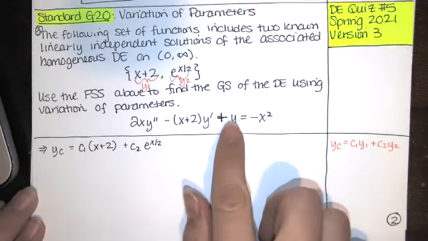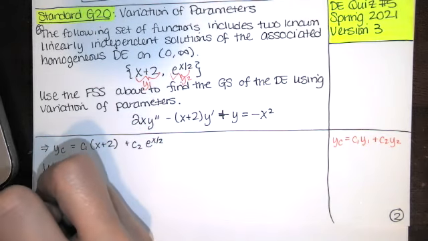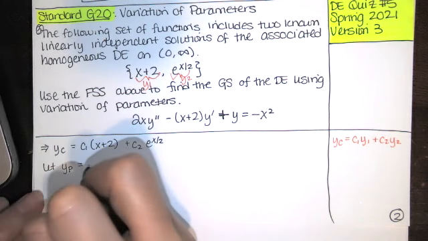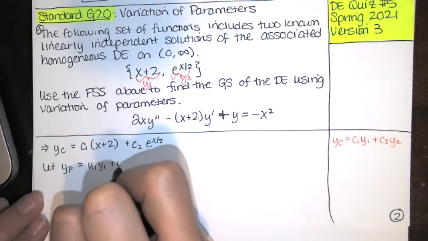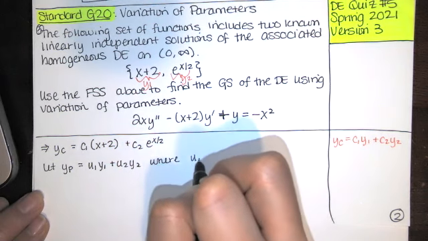And now we want to solve the non-homogeneous problem using variation of parameters. So we're going to let y sub p equal u1 y1 plus u2 y2, where u1 and u2 are not constant functions.